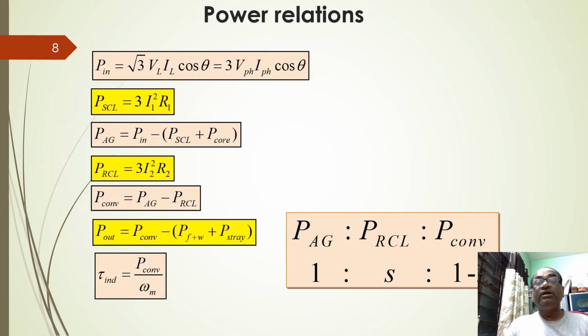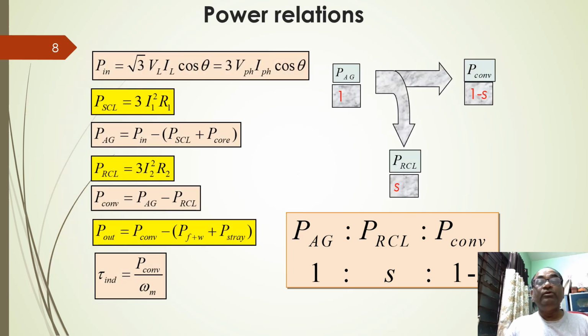So having seen the complete picture of the power flow, now let's try to understand how these powers are calculated mathematically. Input power to the stator is root 3 times the line voltage and the line current multiplied by the power factor, or it can be said to be equal to 3 times the phase voltage and phase current multiplied by the power factor.